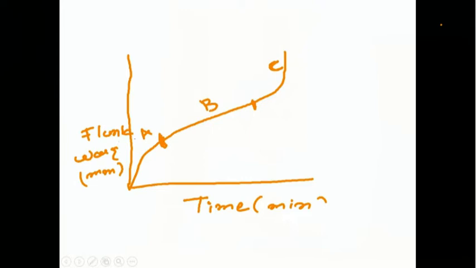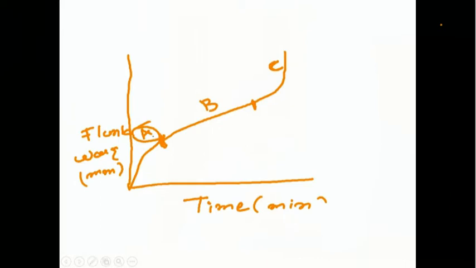So region A is considered as the initial wear, when the rate of abrasion, or amount of abrasion, by the particles detached from the chips on a rake surface is quite large.